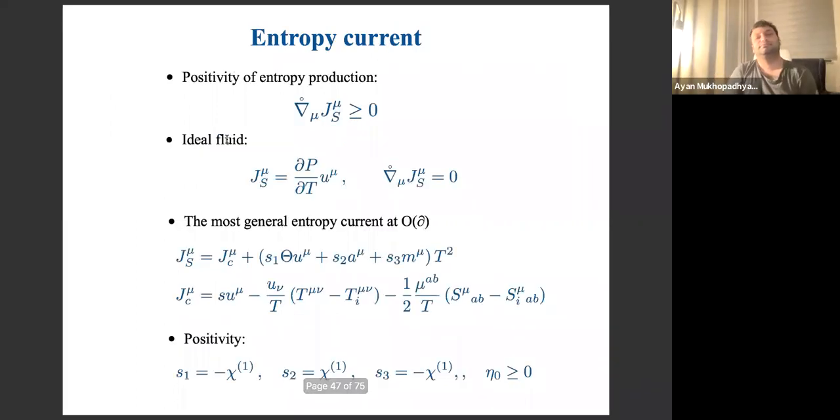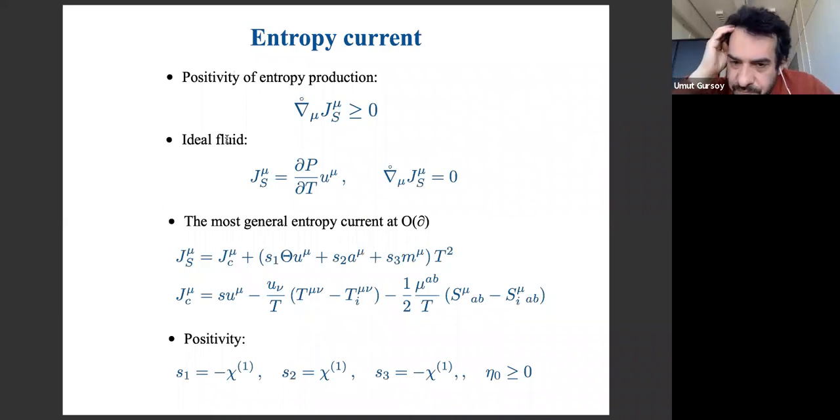Okay, so one last slide on the entropy current. For those of you who are familiar with this, the entire modern hydrodynamics, how we construct the entropy current out of it, etc.